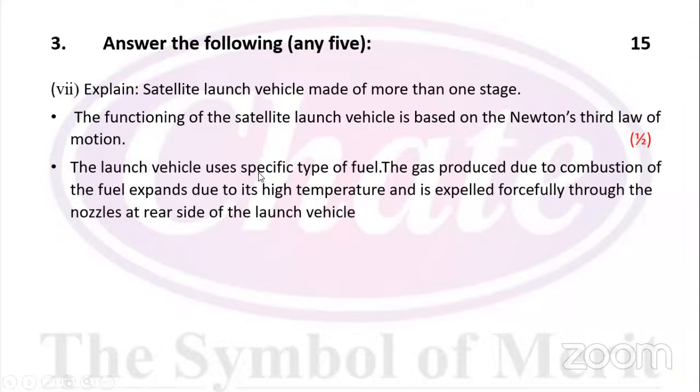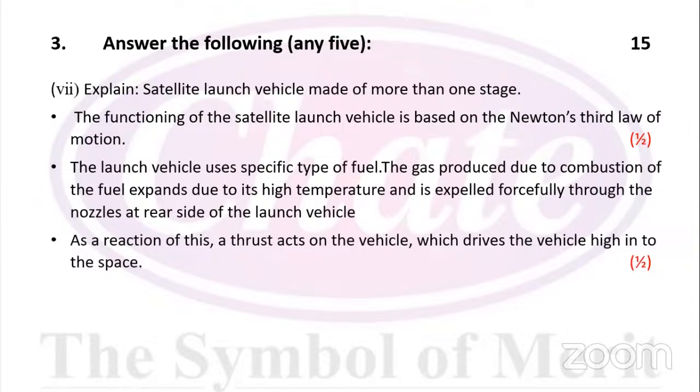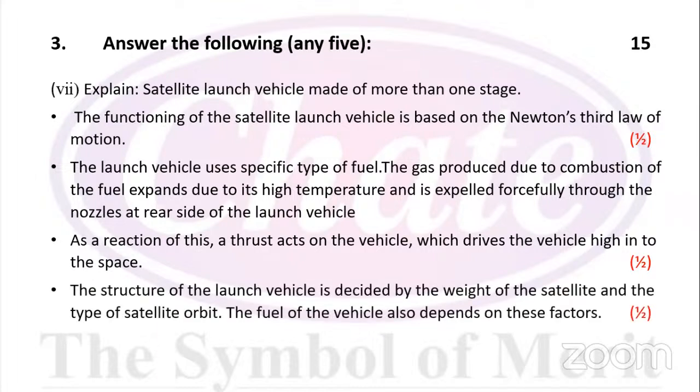The launch vehicle uses a specific type of fuel. The gas produced due to the combustion of that fuel expands due to its high temperature and it is expelled forcefully through the nozzle at the rear side of the launch vehicle. After that, the launch vehicle starts moving upward. As a reaction to this, a thrust acts on the vehicle, which drives the vehicle high into space. Okay. This is the mechanism of how we launch a satellite using launch vehicles.